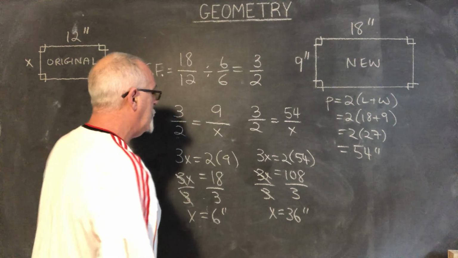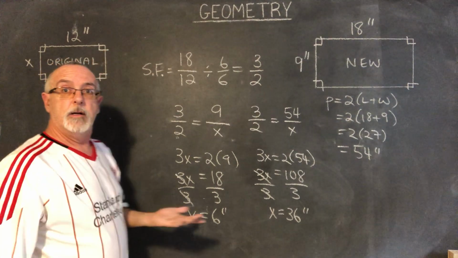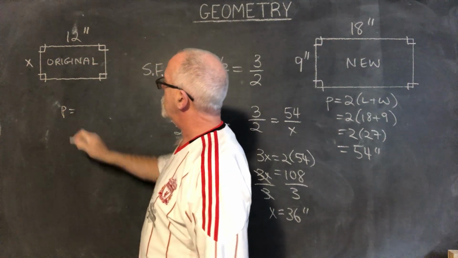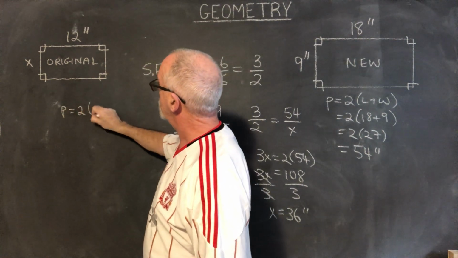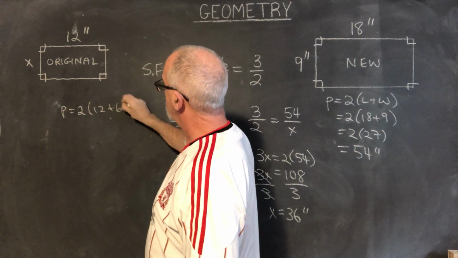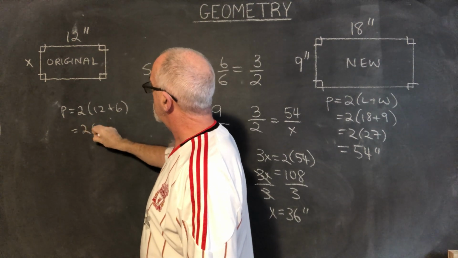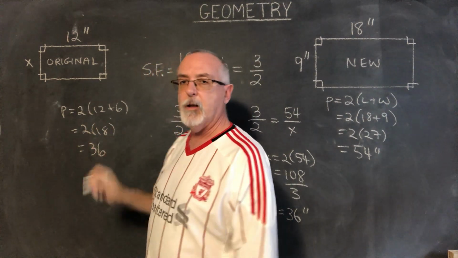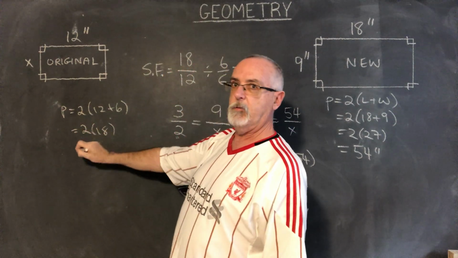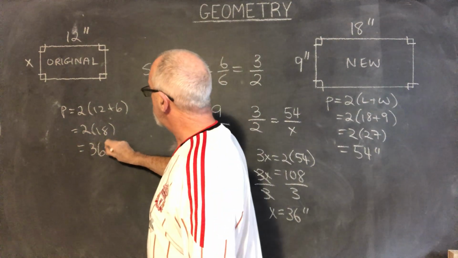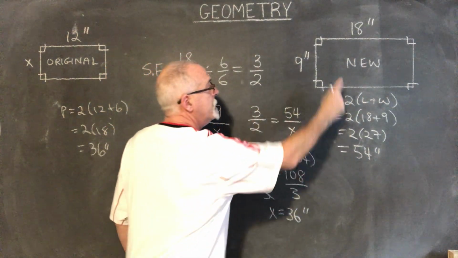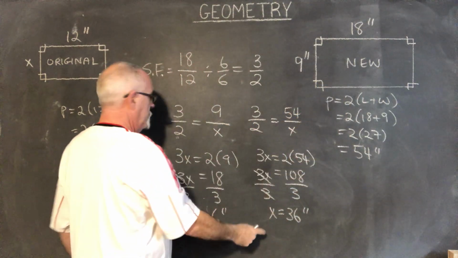Okay, I feel good about that. 36 inch perimeter for this thing. We know x is 6. The perimeter is equal to 2 times 12 plus 6, which is 2 times 18, which is 36. It's working. It's written a little bit messier. I'm sort of at a different angle than I'm used to. Inches, it works. We're able to use the scale factor and the perimeter of one of them to find the perimeter of the other.